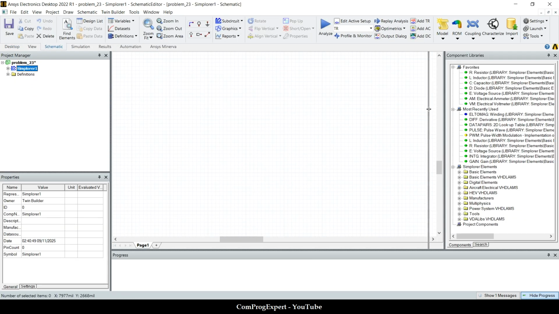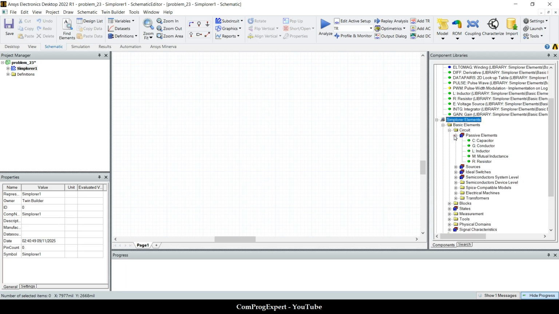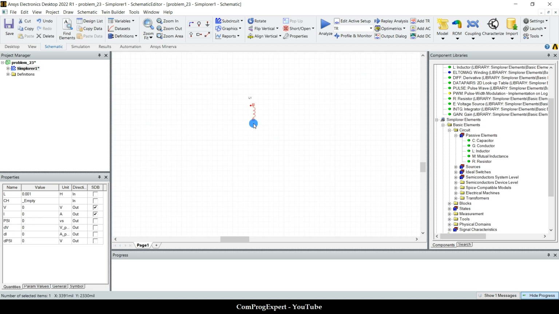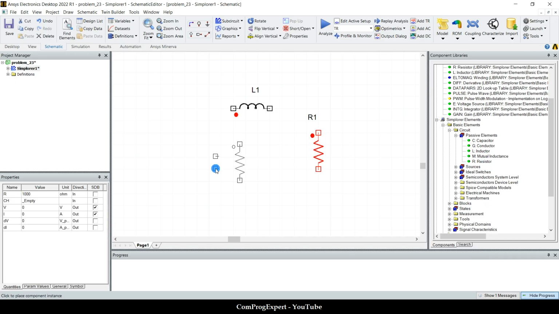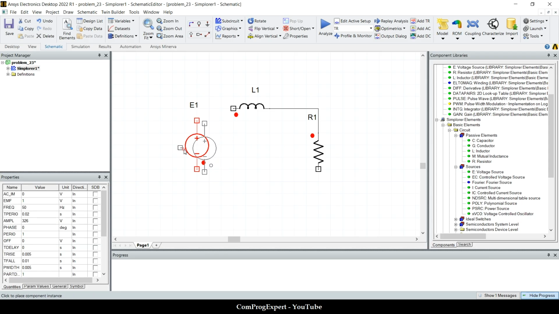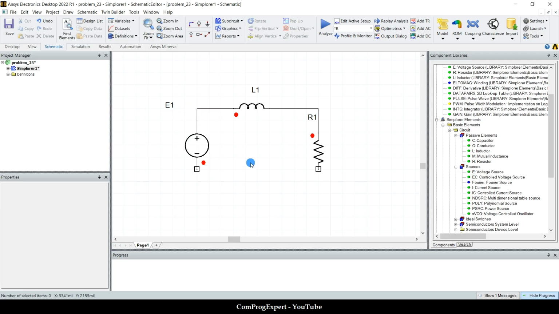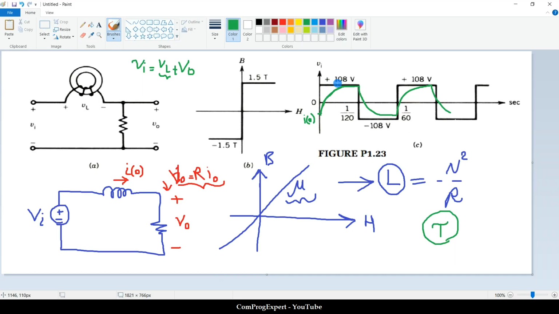From here, we can select basic elements, basic circuit elements, passive elements. We need an inductor. So let's zoom. And we need a resistor here. Let's connect. Finally, we need a voltage source, E. So what is the waveform of the voltage source? Is this one. We have this square wave.